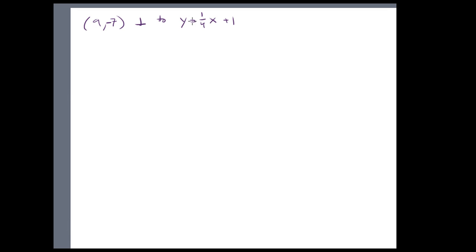I've got the point, I've got the line, and what we need to do from this given line is extract the slope. m is equal to 1/4. And since we're looking at something perpendicular, our new m, call it m2, is going to be the reciprocal of that, 4, and then we negate that reciprocal, so negative 4. That's the perpendicular relationship.